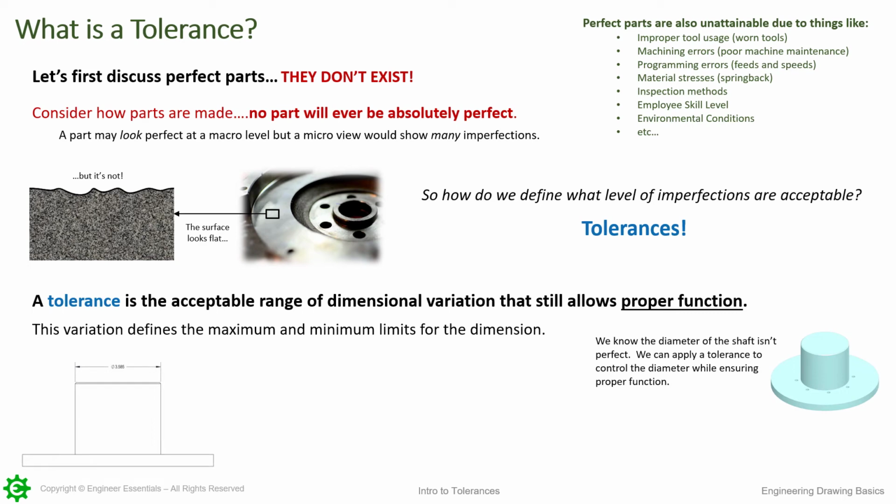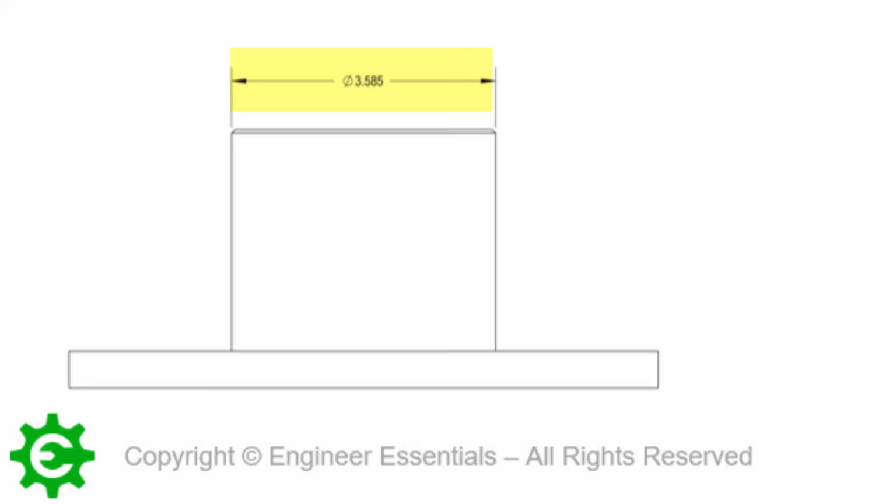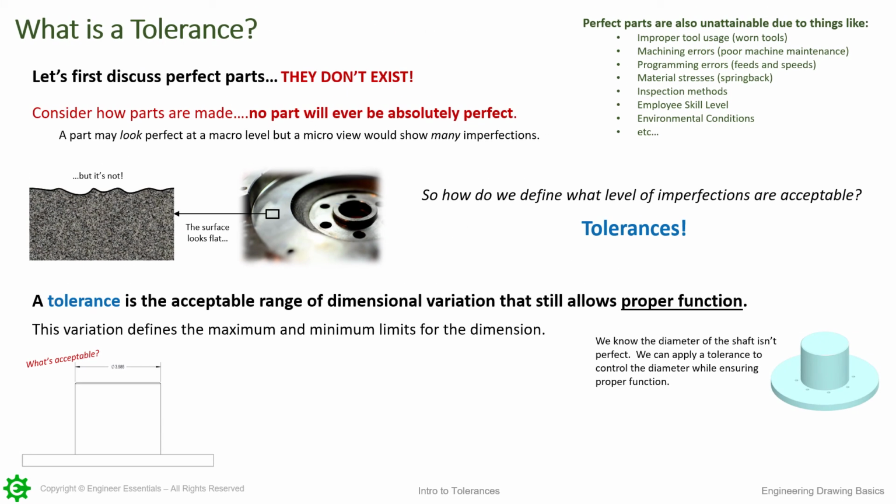We do that by putting dimensions on our parts like this. Now, this still does not have a tolerance to it. To start, we are just saying that the perfect or the ideal would be this 3.585. But we still need to know what is acceptable here.